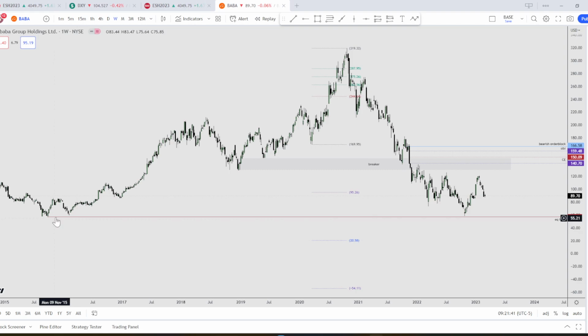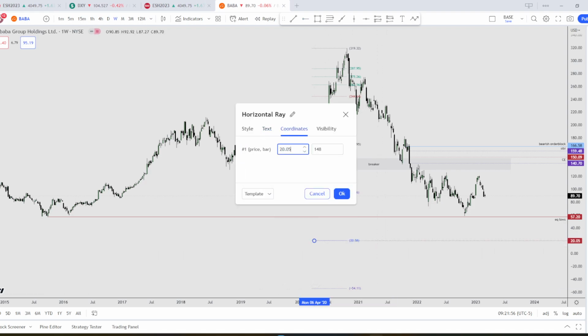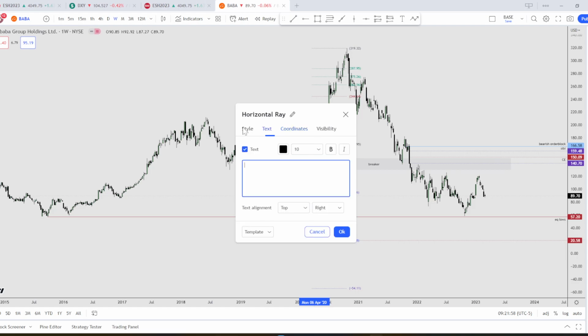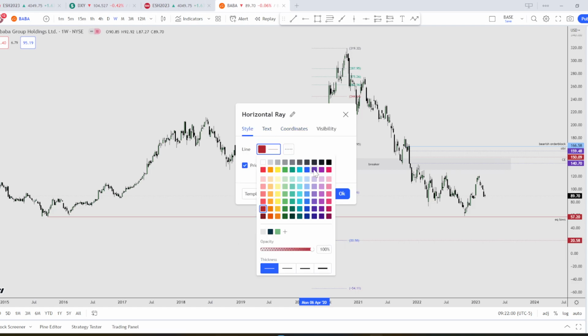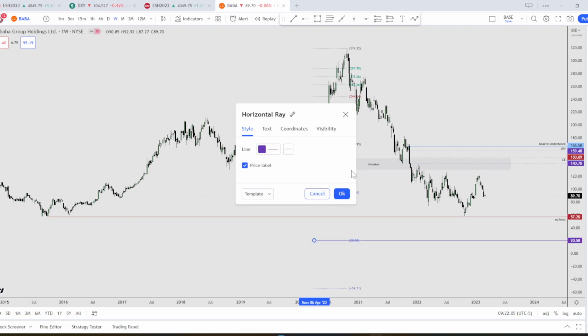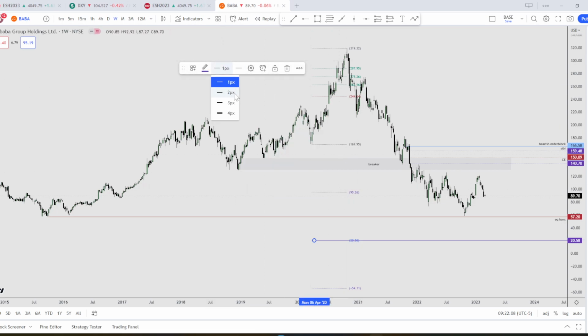So below these relative equal lows, we have 20.58 right here. Let's do purple and bold. I want it bold. This is the one standard deviation from this measuring range right here.